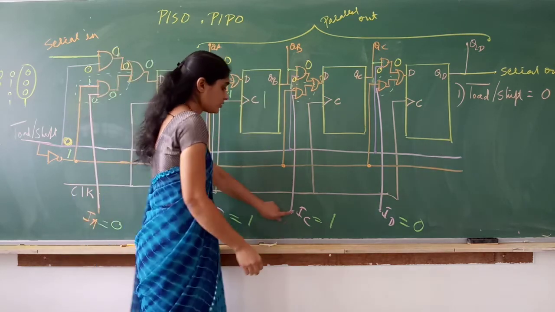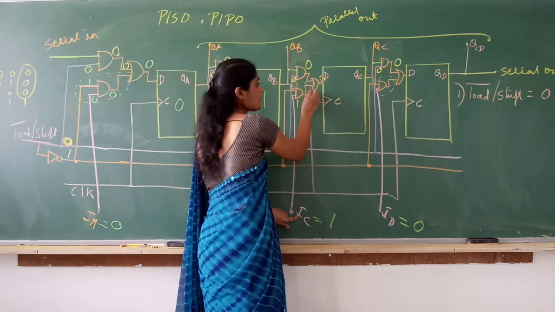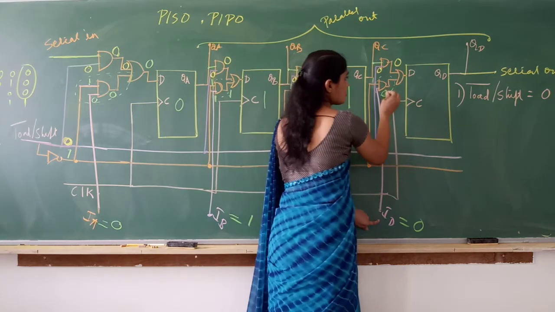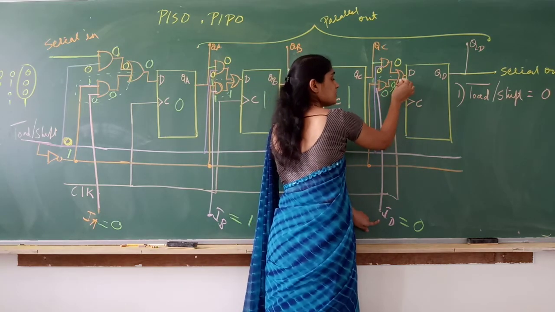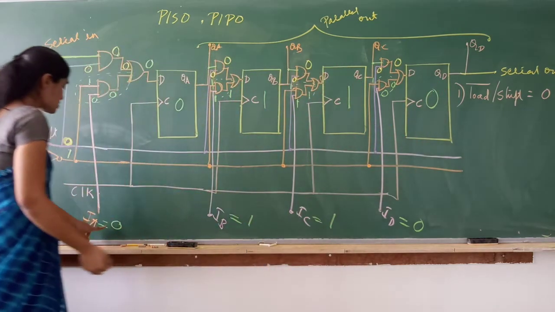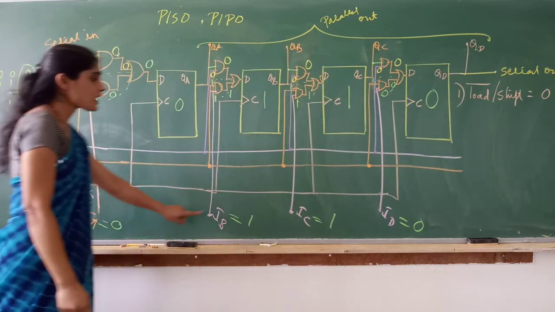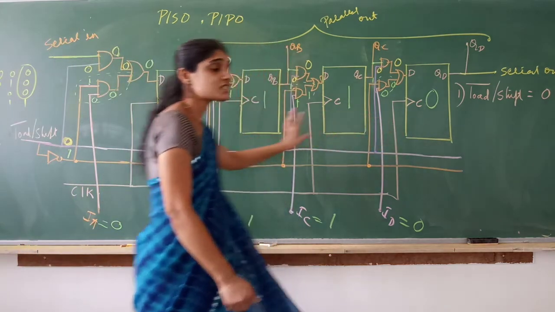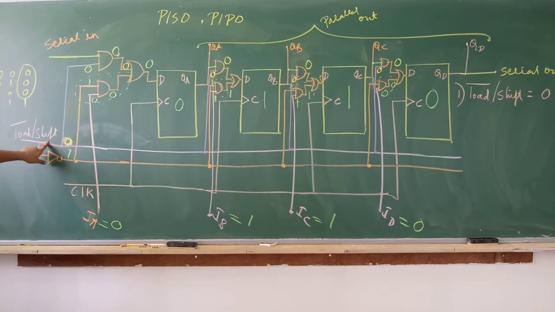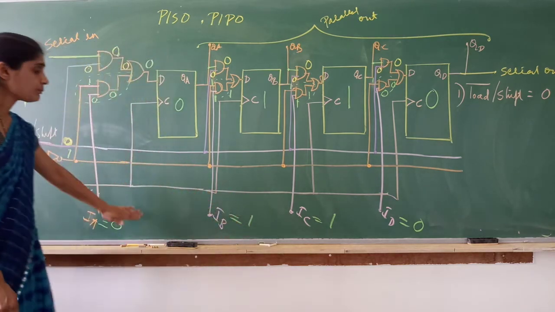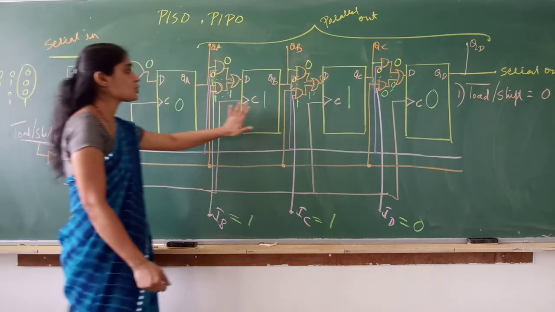So I did it here. 1. Correct? Now what is IC? 1. So 1 into 1, 1. 0 plus 1, 1. What is ID? 0. 0 into 1, 0. So 0 plus 0, 0. Correct. So just look at what is the input you have given. 0, 1, 1, 0. What have you stored? 0, 1, 1, 0. That means when load bar shift is equal to 0, whatever you are going to give as IA, IB, IC, ID, parallel inputs will be stored here.